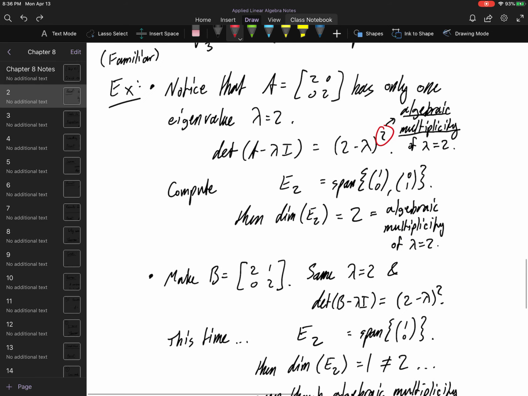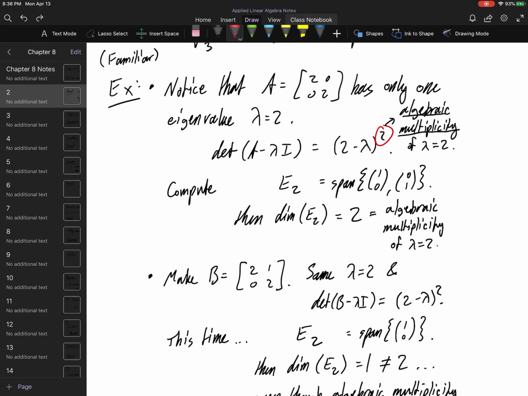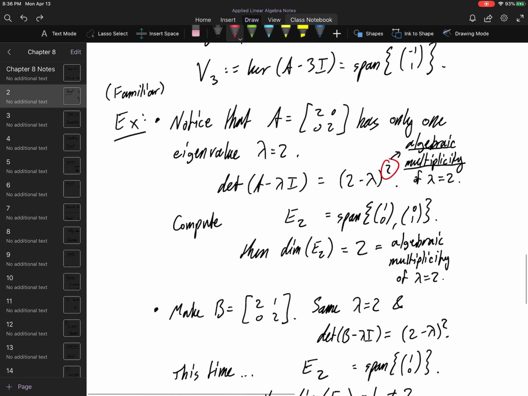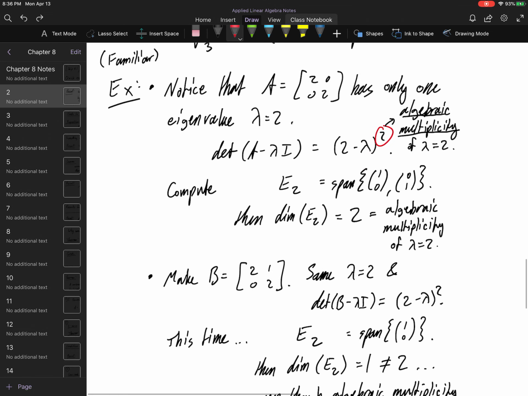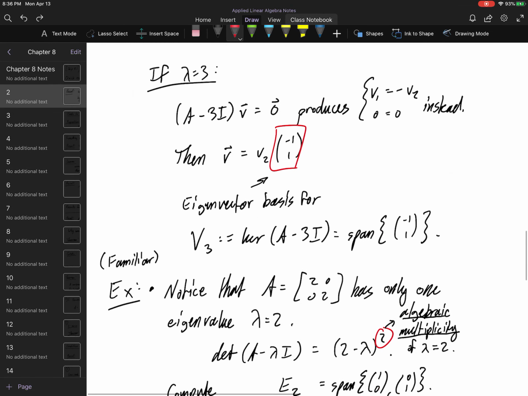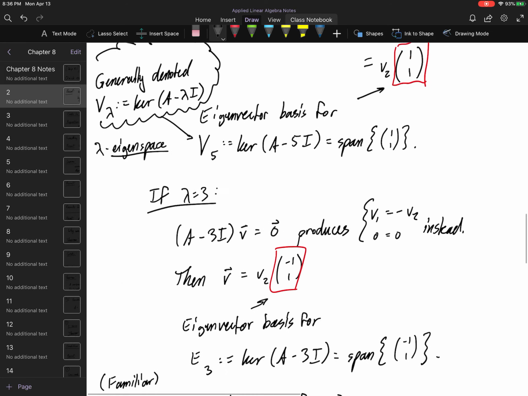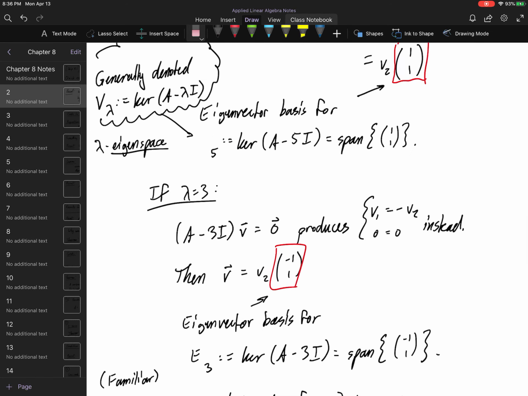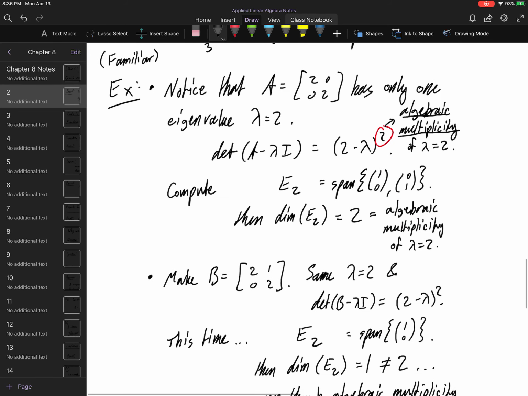So it turns out that lambda equals 2 here has an algebraic multiplicity of 2. So if we were to compute the eigenspace, I don't know why I switched to e's. Maybe I could just go ahead and fix this right here. V sub lambda, no, we're going to call that e sub 3. And this guy will be e sub 5. And then this guy up here will be e sub lambda. Eigenspace sub lambda. There we go. That may have been to match the notation in the book.